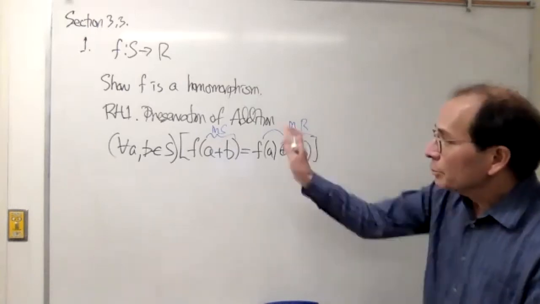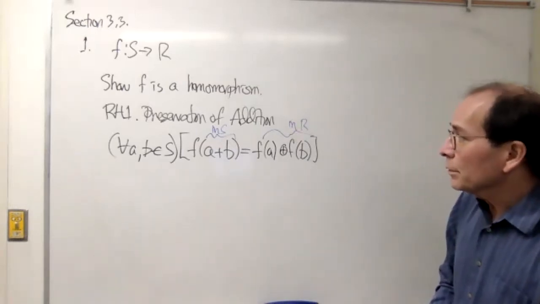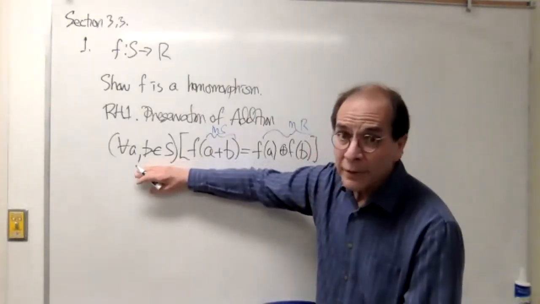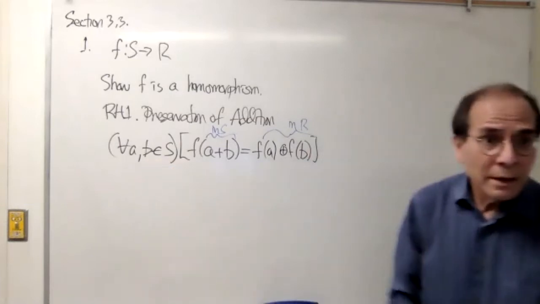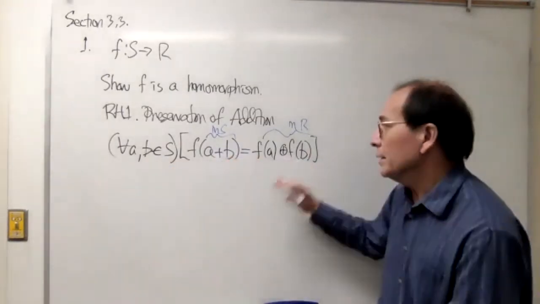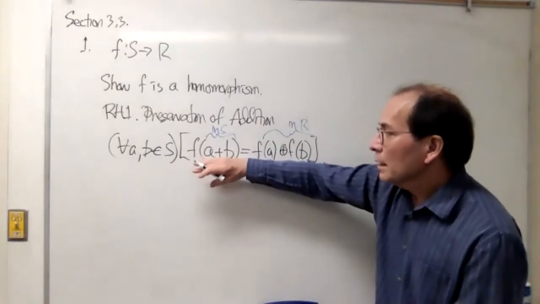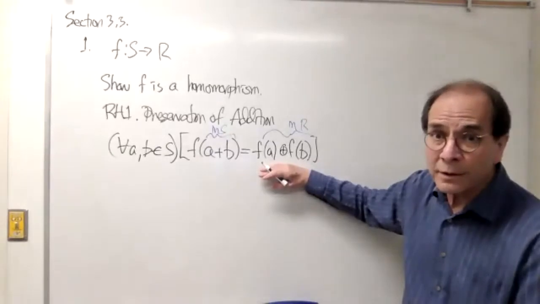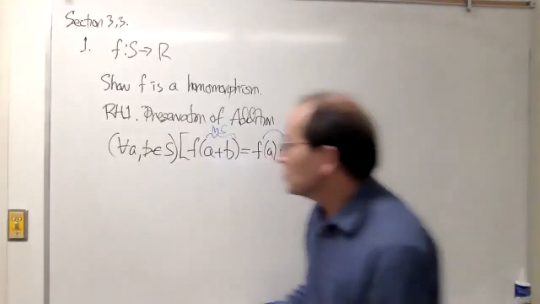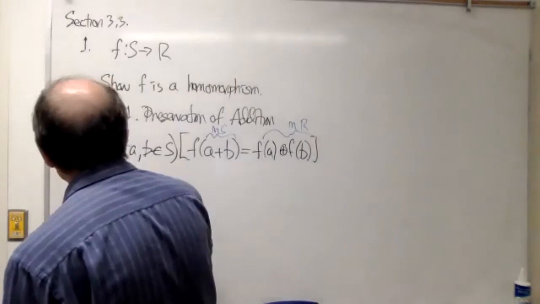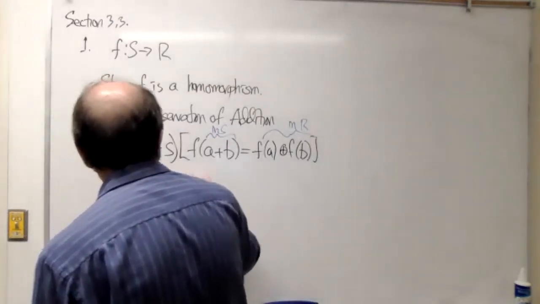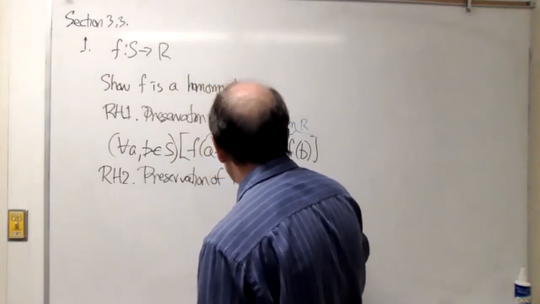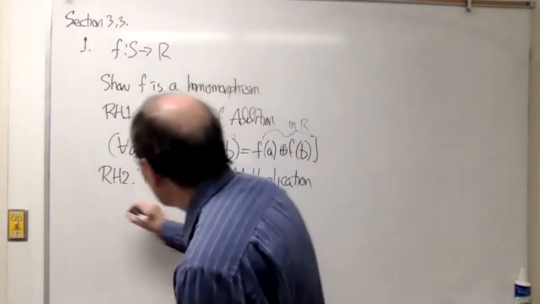Okay, so to prove this, well, this is straightforward. I'm not going to go through it, okay, but I just wanted to get you started on it. So you're going to suppose that A and B are arbitrary elements of S. That means just ordinary real numbers. And then you need to verify the equality. So it's just a matter of plugging in using the formula for the function on the left side and plugging in on the right side and just verifying that you get the same thing. And then for RH2, the preservation of multiplication, okay, it's going to be similar.